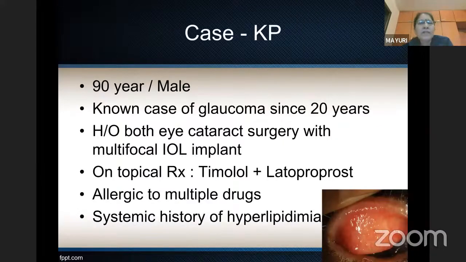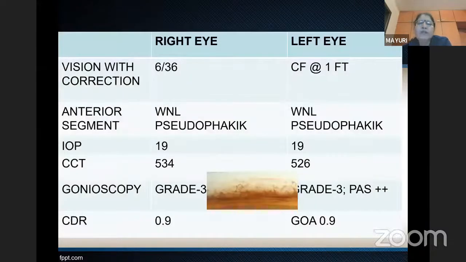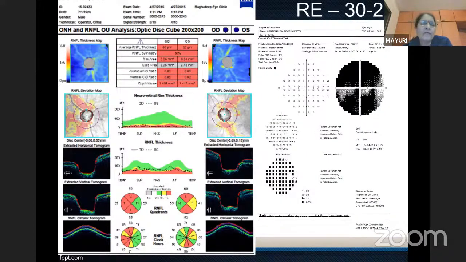Now another patient, a 90-year-old gentleman, whose daughter is a pathologist in the USA. Known case of glaucoma since 20 years, had multiple allergies to multiple drugs, was using 2 drugs, timolol and latanoprost, and had systemic hyperlipidemia. One eye vision was 6/36, and the other eye was only counting fingers at 1 foot temporal. Pseudophakic, open angles, with glaucomatous optic atrophy in the left eye and similar change in the other eye. And these are the imaging and the visual fields of that patient.